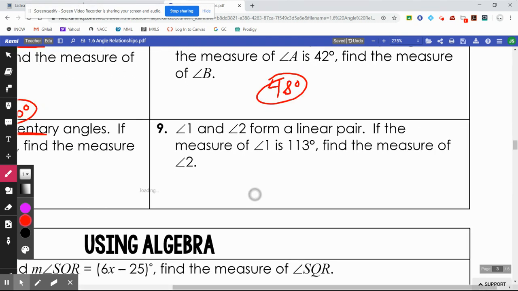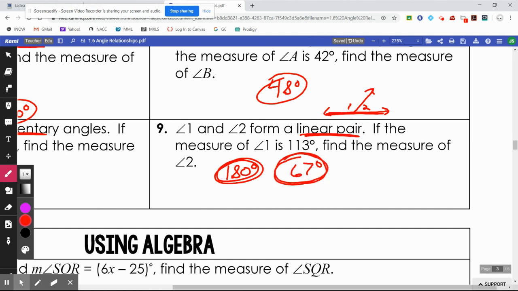Angles 1 and 2 form a linear pair. Linear pairs, if you don't remember, they form a line. It's two angles that are adjacent, they're next to each other, that form a straight line. Since they form a straight line, they must also be supplementary. So that means there's going to be 180 total degrees. The measure of angle 1 is 113. Then the measure of angle 2, take that away, would be a 67-degree angle once you take that from 180.